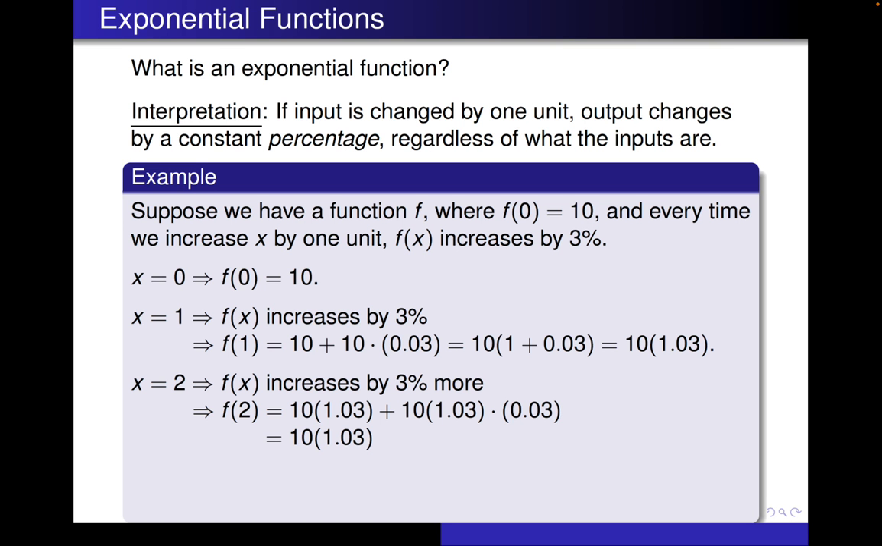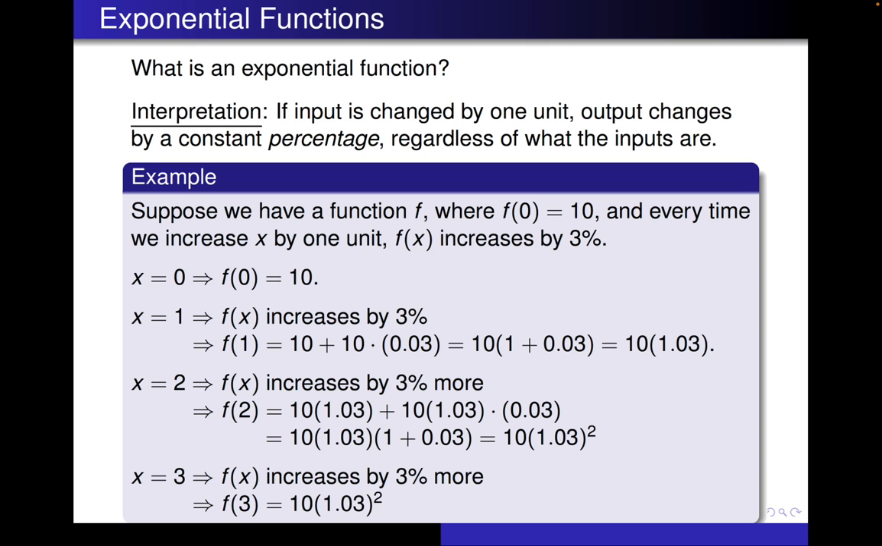If we factor it out of that first term, we just end up with 1 again. If we factor it out of the second term, interestingly enough, we end up with 0.03 again, just like we did before. So then if we simplify that, we get 10 times 1.03 times 1.03 again, which is 10 times 1.03 squared. Same process is going to work for x equals 3. We increase by 3% more. Now we have 10 times 1.03 squared plus 3% of 10 times 1.03 squared. And you can do the simplification on that. What we're going to end up with is 10 times 1.03 to the third.